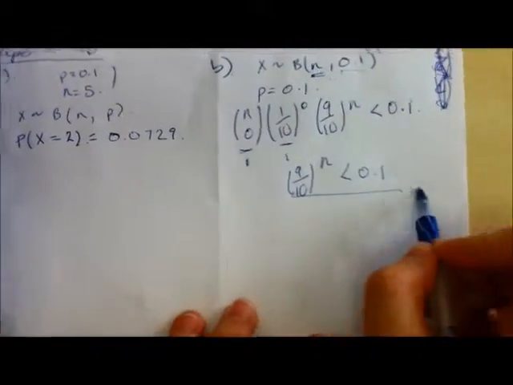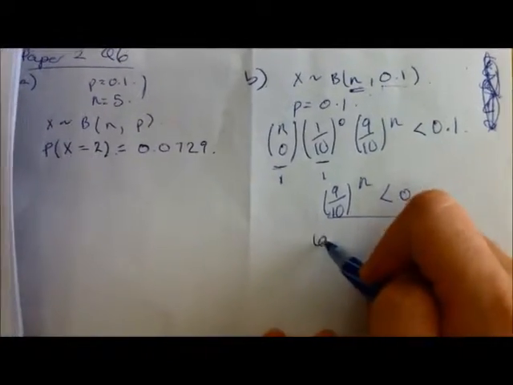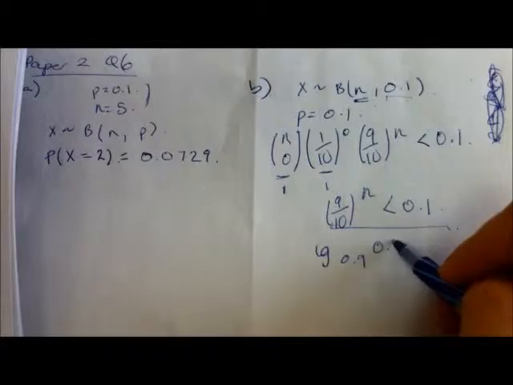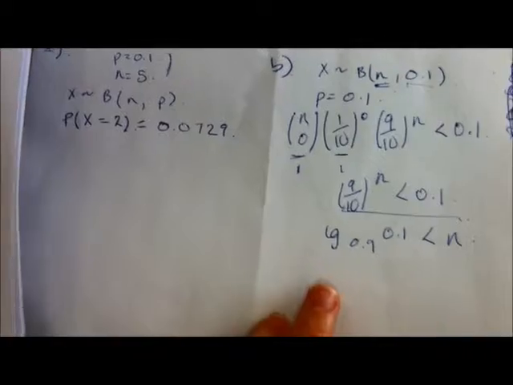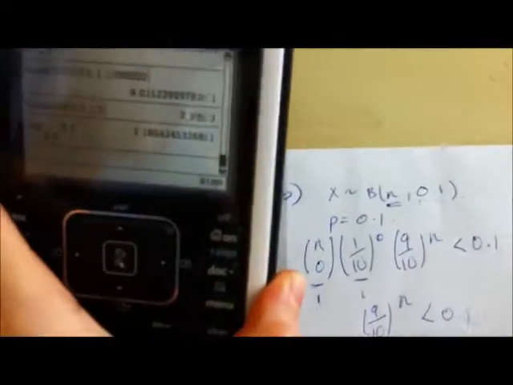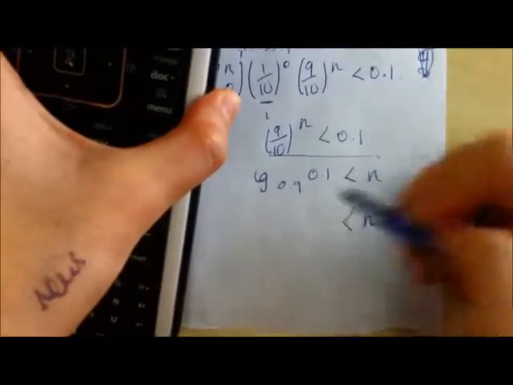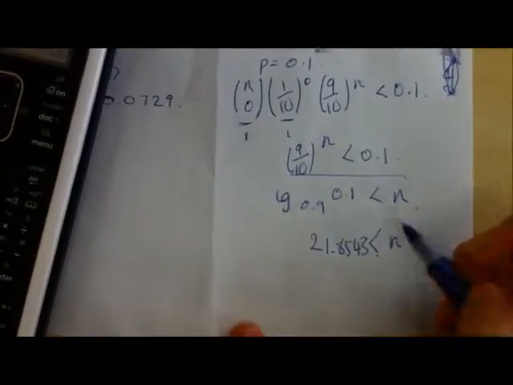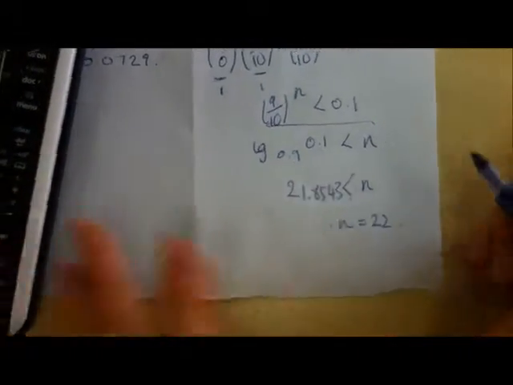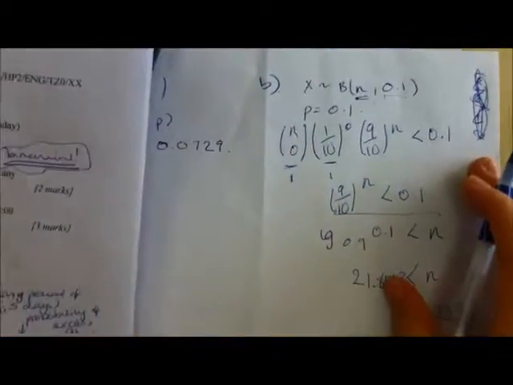To do this, we can manipulate it, so we find the log. So we can do a log to the base of 0.9 of 0.1, and that is smaller than n. Therefore, if we do the calculation, we get that n has to be greater than 21.8543. So we know that the smallest n value is 22.